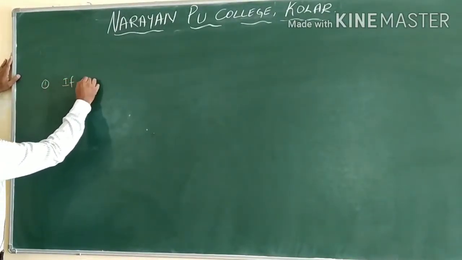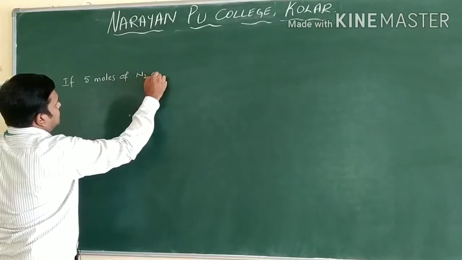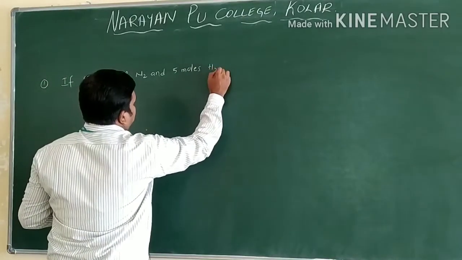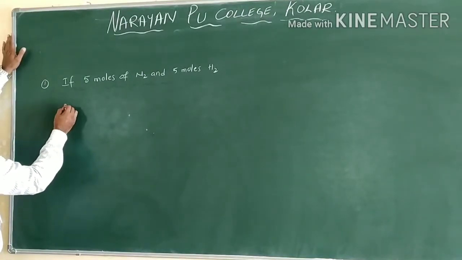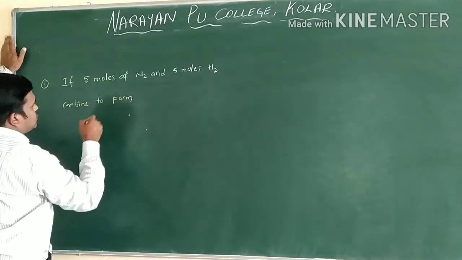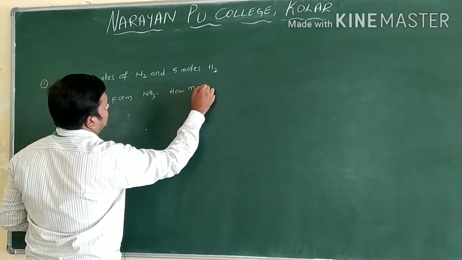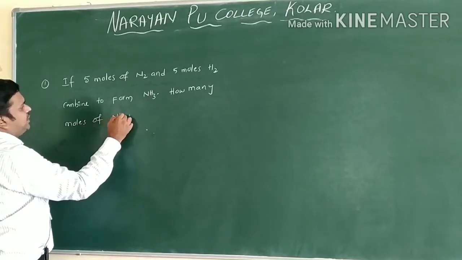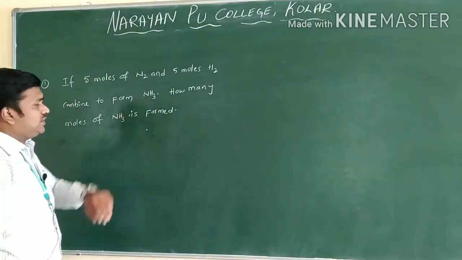If 5 moles of N2 and 5 moles of H2 combine to form NH3, how many moles of NH3 is formed?